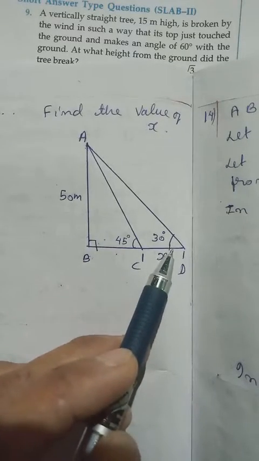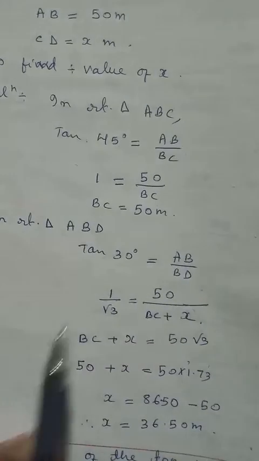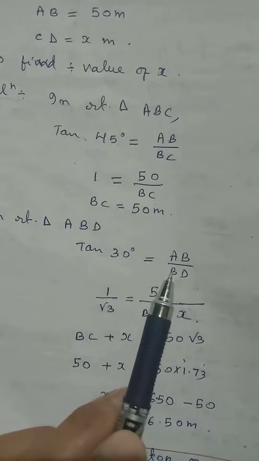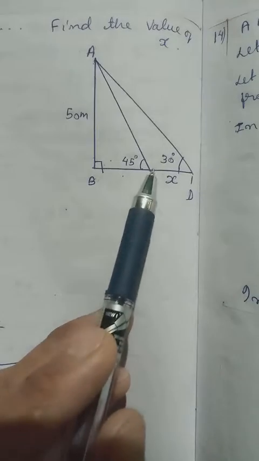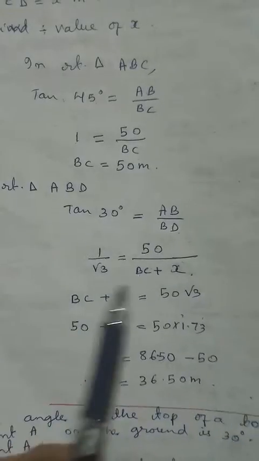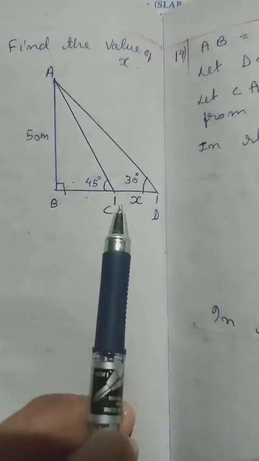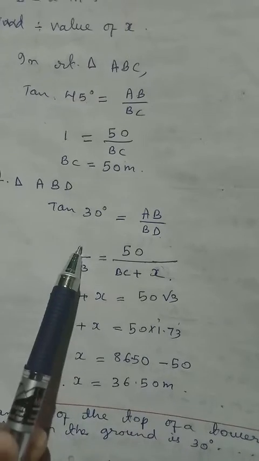In ABD, what angle do we have? 30. So again we will use tan. It will be AB by BD. Then tan 30 we know is 1 by root 3. AB is given, 50. BD we don't know, but remember we want to find x. So this BD, if you look from the figure, we can break it into BC plus CD. Then BC we get from here, 50. CD we get x. So here we cross multiply, root 3 into 50 plus x there.